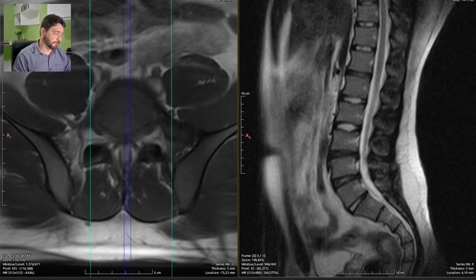Wide base, narrow the foramina, bother, compress the dural sac.